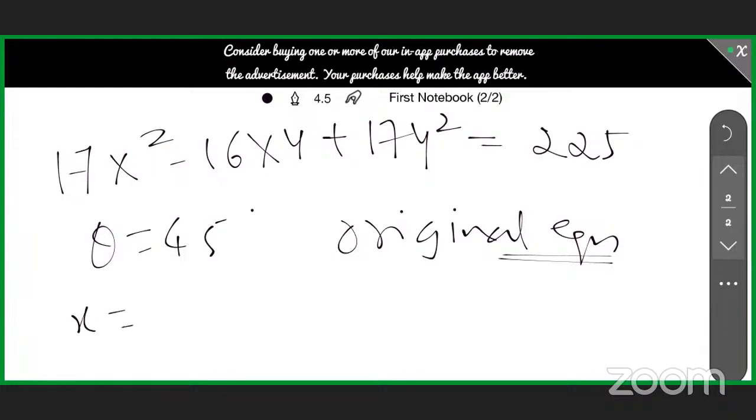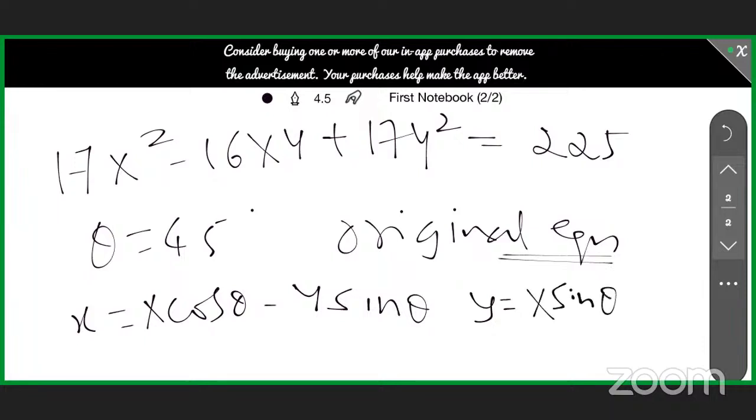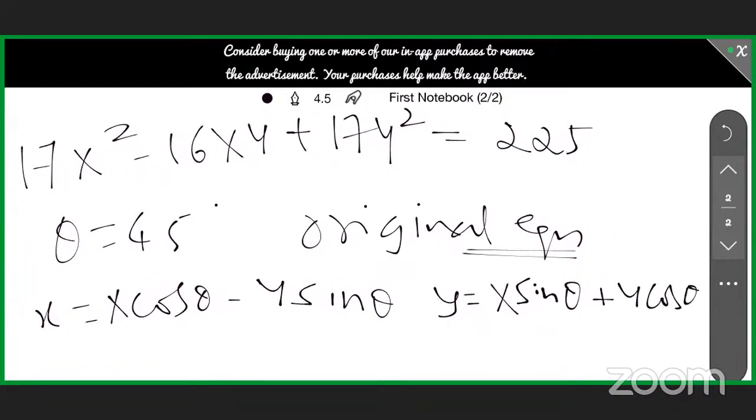Now we have to find out small x. Small x is equal to capital X cos theta plus capital Y sin theta, and small y is equal to minus capital X sin theta plus capital Y cos theta. Understand? Last time we were finding capital X and capital Y, but I want this equation in small x and small y.